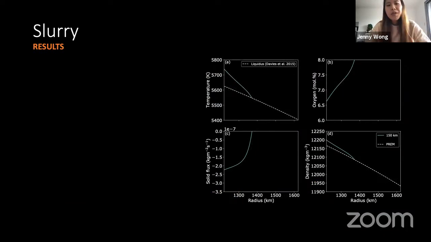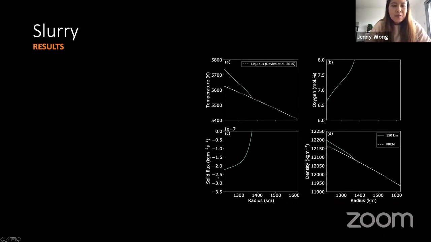So this is what you get when you solve the equations. Here is the temperature profile as a function of radius. You can see that it's decreasing because it's hotter in the center than outside in the outer region. Then you've got the oxygen profile. It increases to the fixed value at the top of the layer.